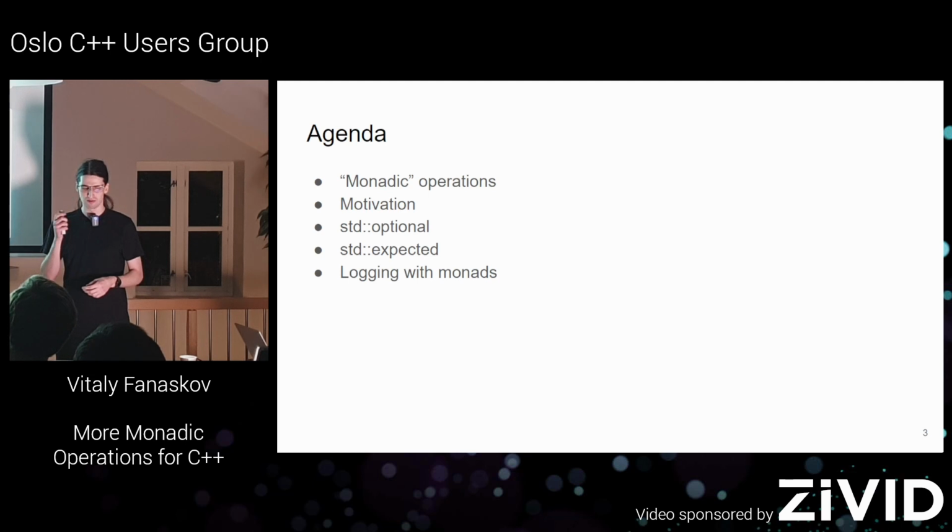Before we start, we need to define what monadic operations are, because this term is quite vague. Then we can talk about the motivation, why we might want to use it or not. Then there are 2 classes in the standard library, std::optional and std::expected. The first one supports some monadic operations. The second one does not so far, but there is a proposal implementation with, I would say, all the regular monadic operations, and we'll talk about this. And by the end, I will show you how to do side-effect-less logging with the writer monad.